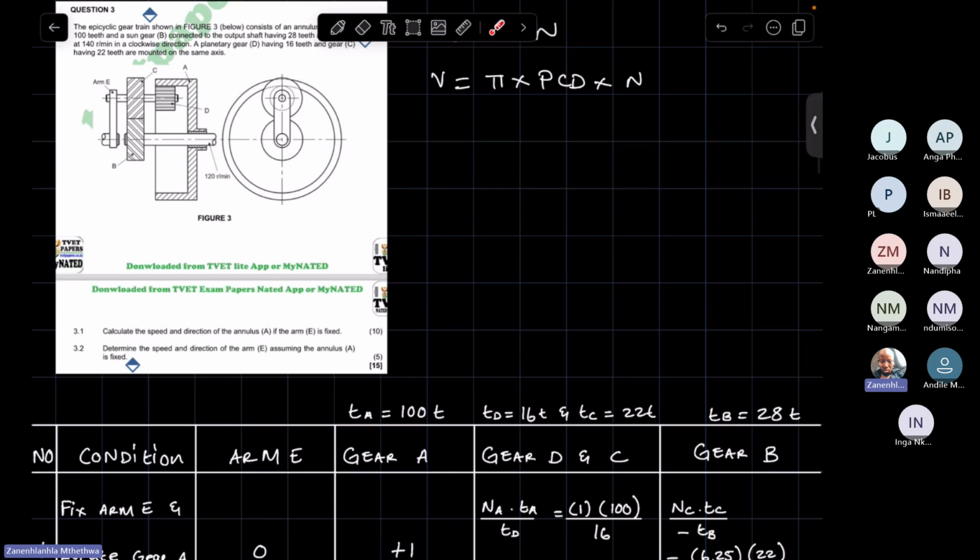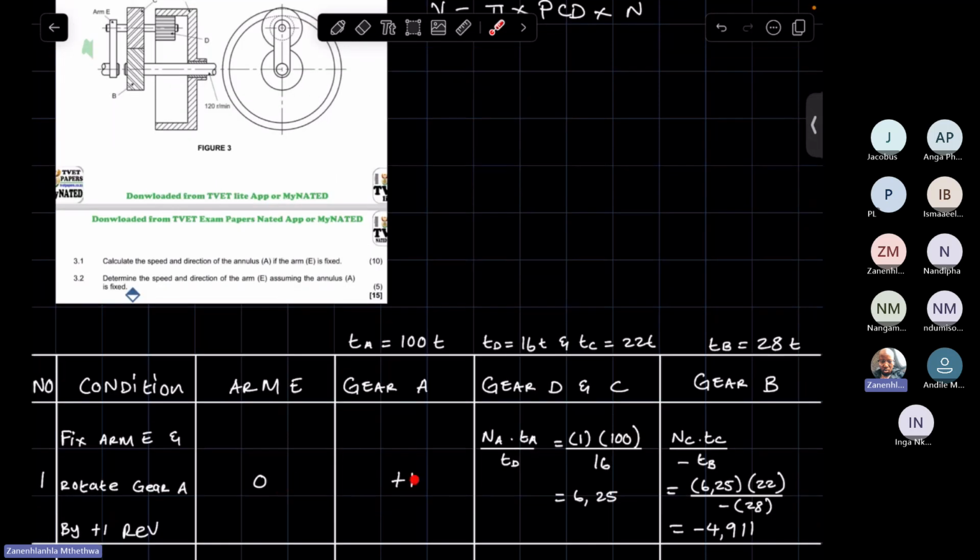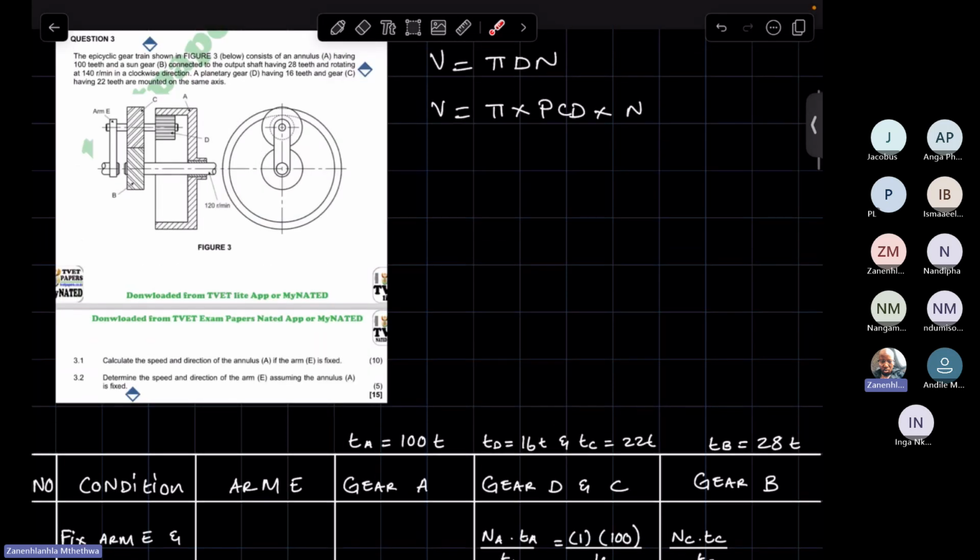So we have filled this column. Now it's time to fill this column. So what do we do? We identify the relationship between this gear and this gear. Gear A is meshing with gear D. Because those two gears are meshing, their circumferential velocities are the same, meaning VD, the circumferential velocity of gear D, is equal to the circumferential velocity of gear A. That's the first thing you do: identify the relationship between the two gears.